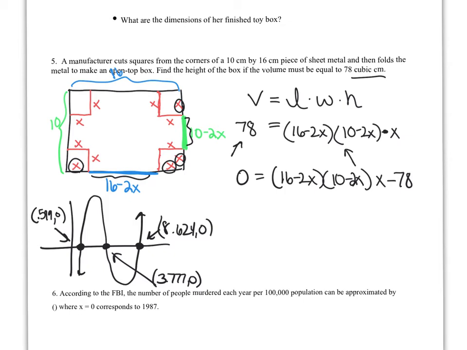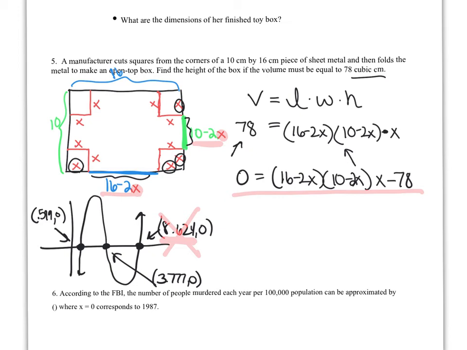Because if you think about this, we'll start with the 8.624. If you were to plug this in right here into 10 minus 2x, that would give you a negative width, okay? If you plug that into the 16 minus 2x, that would also give you a negative length. So we know that 8.624 can't work. It's too big. Because you have to remember, when you plug this into your calculator, it doesn't know that this equation is representing volume.